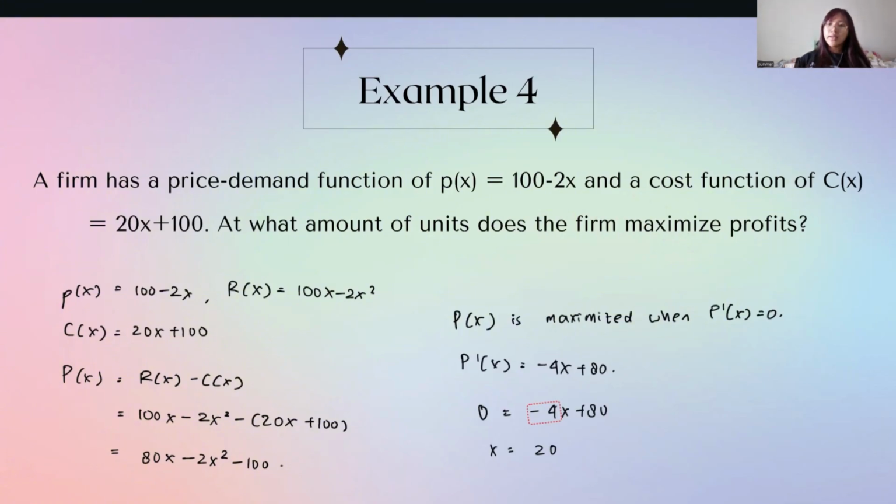And since profit is maximized when marginal profit is equal to 0, we set that to 0, and then we solve for x, which is 20. So the firm maximizes profits when selling and producing 20 units.